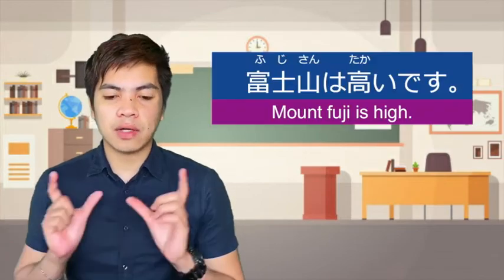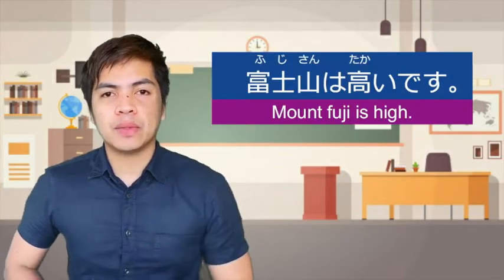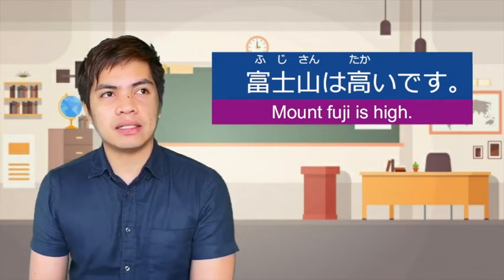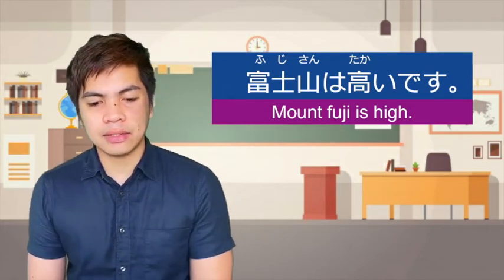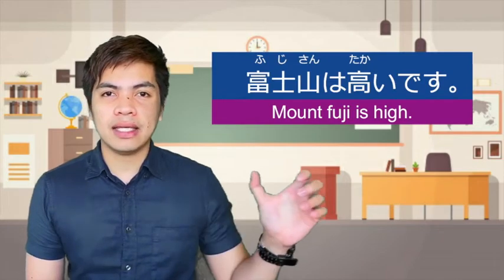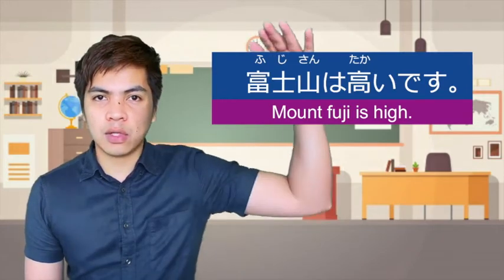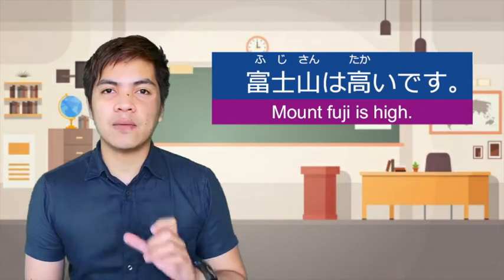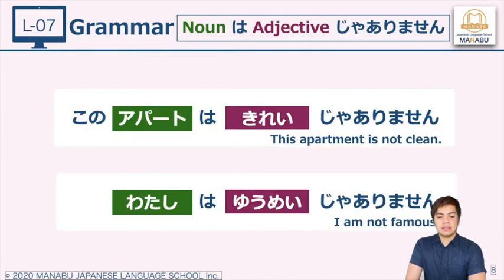So let's have an example using the i adjectives. For example, we will describe Fuji-san. Fuji-san is Mount Fuji. Fuji-san wa, then the adjective desu. We will describe Fuji-san as a high mountain. So Fuji-san wa takai desu. The word takai means tall or high. Fuji-san wa takai desu.